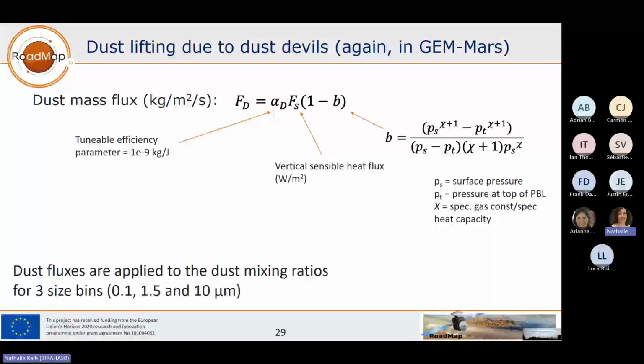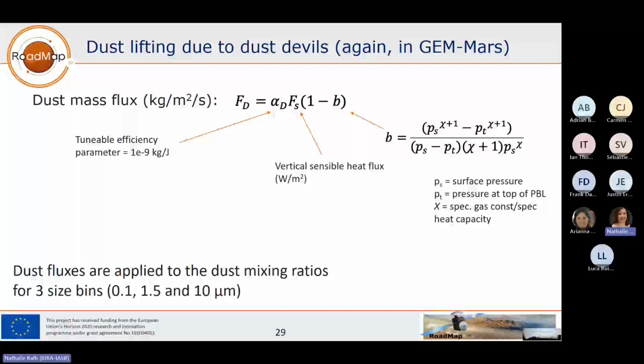Then we have another mass flux due to dust devils. Again, we couldn't possibly resolve a vortex that's on the order of meters to 100 meters in a 200-kilometer grid box. So we have to figure out how much dust in a 200-kilometer grid box on average might be lifted by dust devils. And again, there's an efficiency parameter and things like that. We base it on the pressure difference between the top of the boundary layer and the surface. And it provides this sort of background dust coming off the surface.